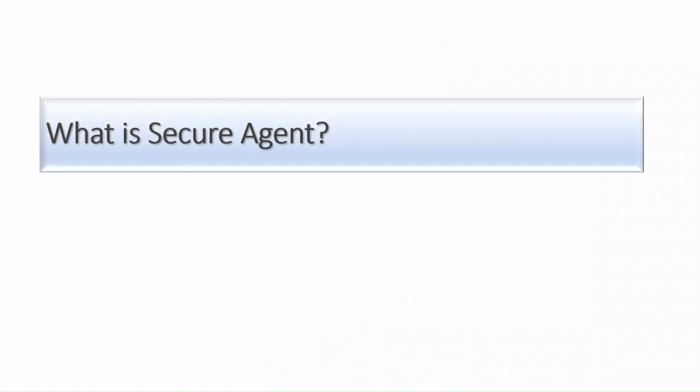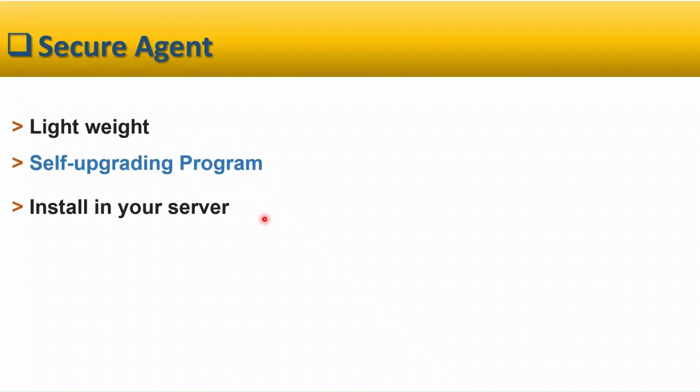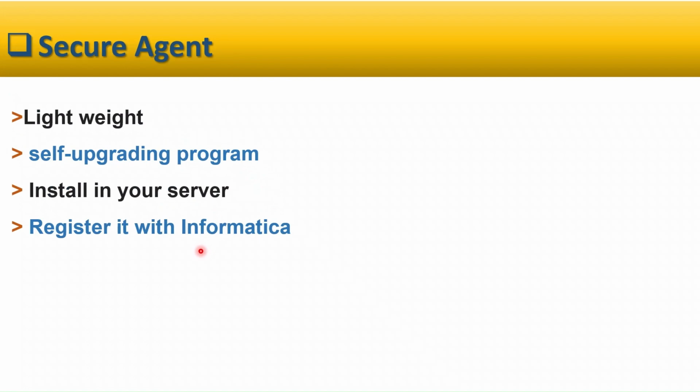With the help of the secure agent we can access the metadata. And what is a secure agent? It is a lightweight, self-upgrading program. That is, whenever any update happens in IICS, it automatically updates itself. We need to install the secure agent on our physical machines, and based on that we get one unique registration number.